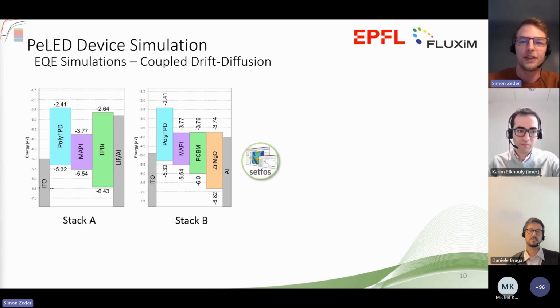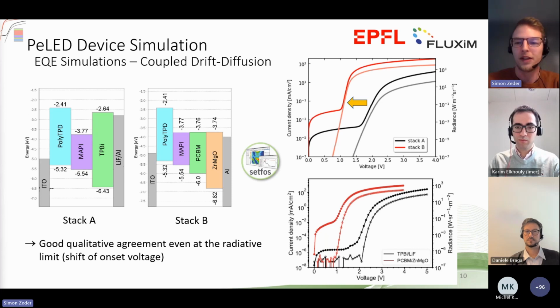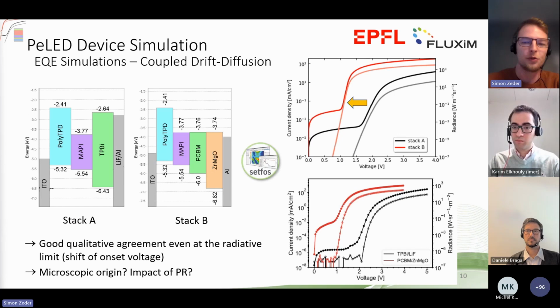So we implemented the given devices in the drift diffusion solver of ZFOS to simulate the JVL characteristics of the devices. Now, already under the assumption of the radiative limit, corresponding again to an IQE of unity, good qualitative agreement was directly found between simulated and experimental curves, where especially the large decrease in turn-on voltage for device B was clearly reproduced. So we wanted to investigate the microscopic origins of this huge shift and get an idea of how the optoelectronic JVL characteristics were impacted by photon recycling.